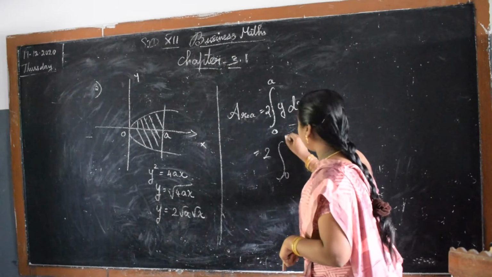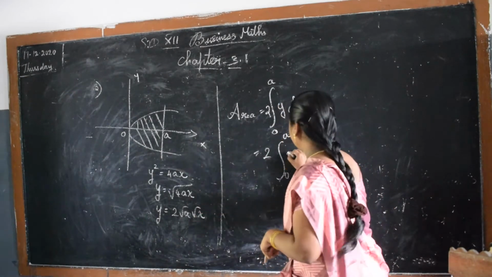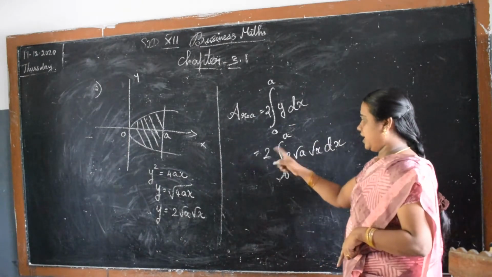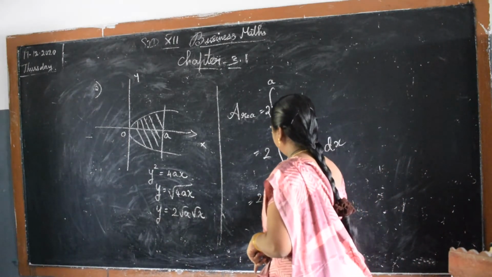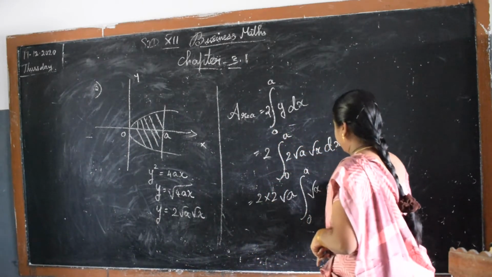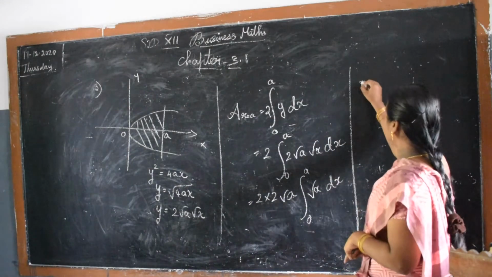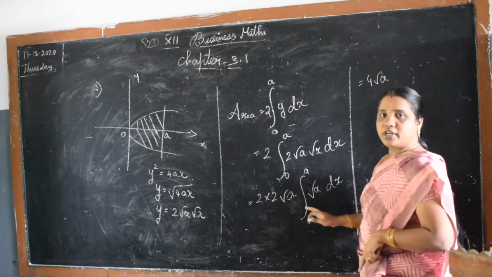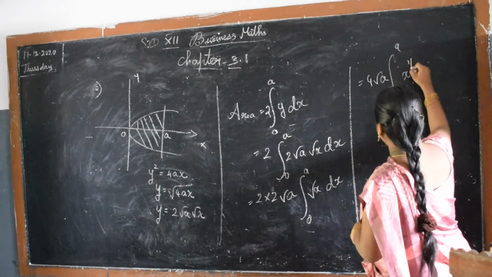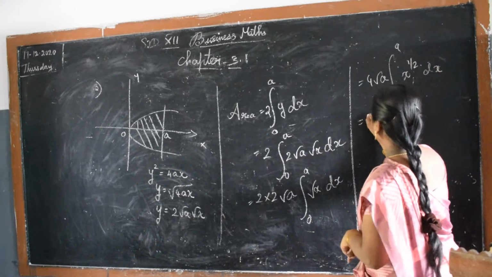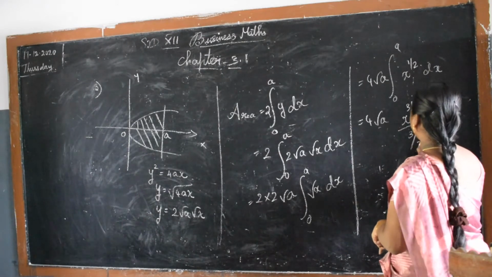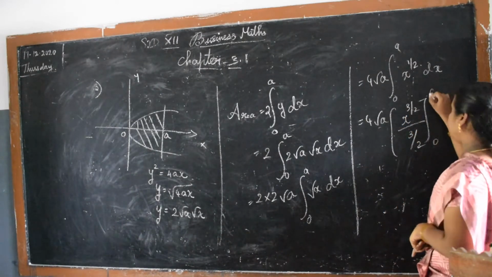Twice of 0 to a. What is the value of y here? 2 root a root x dx. Now take this 2 root a outside. 2 into 2 root a, 0 to a, root x dx. Now 2 2s are 4 root a. This root x you can write as x power 1 by 2. See here, 0 to a x power 1 by 2 dx. If you integrate, you will get x power 3 by 2 by 3 by 2. So the limit 0 to a.